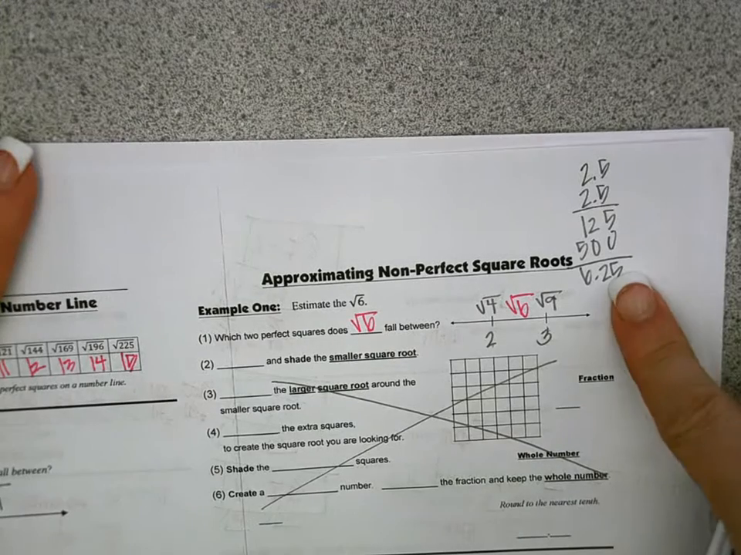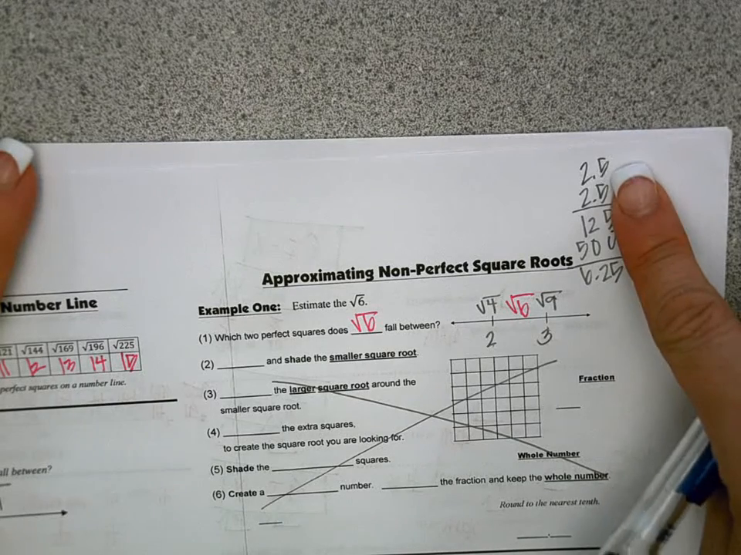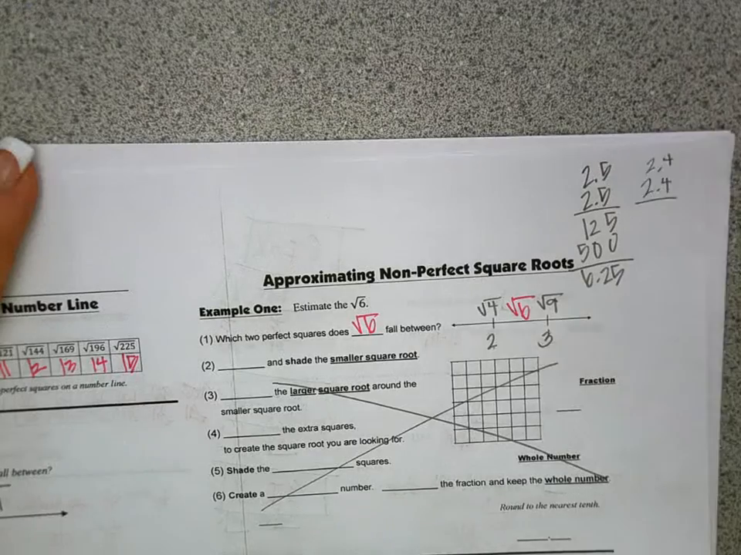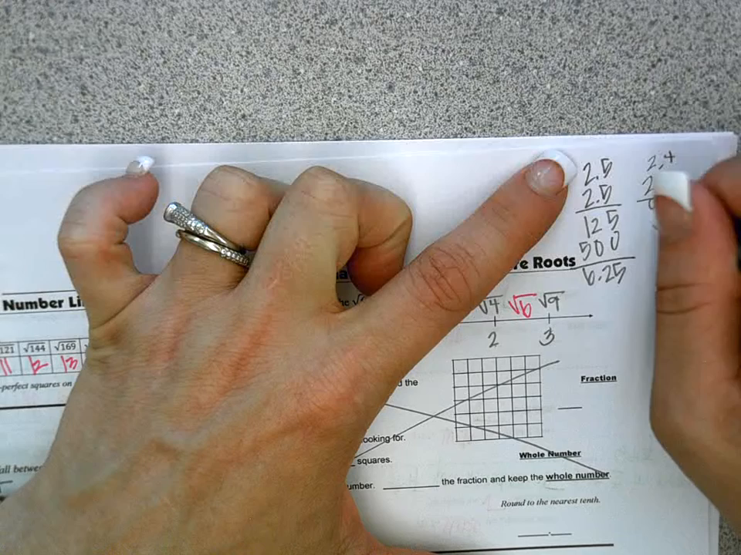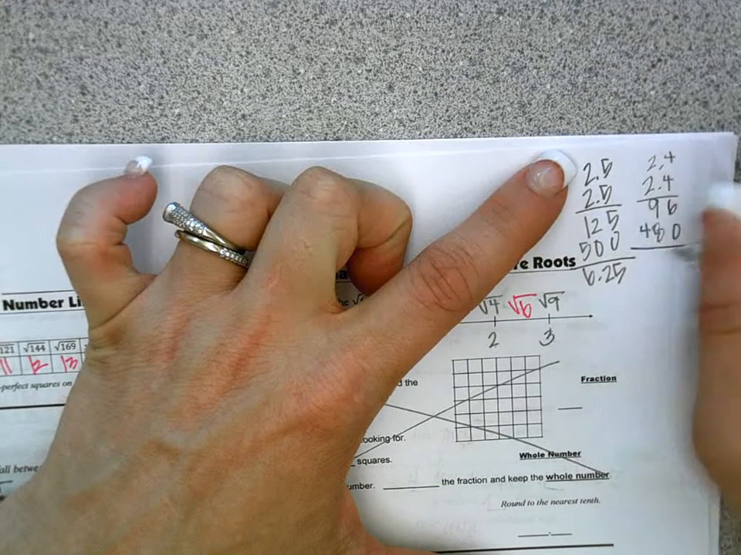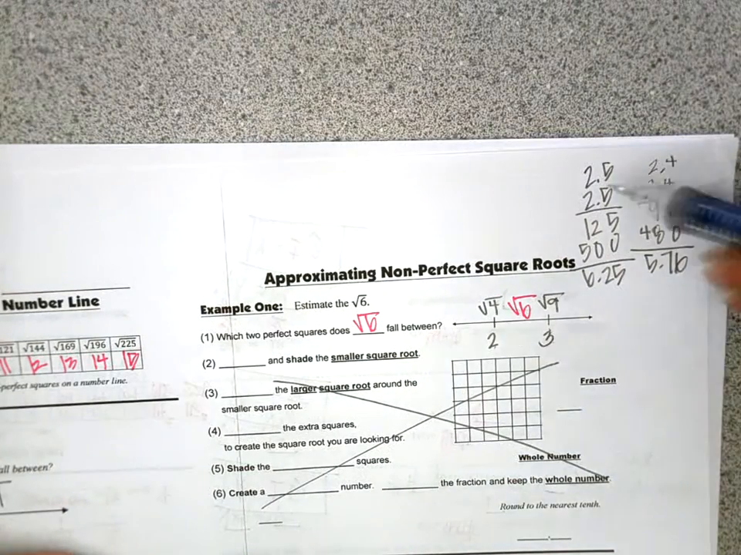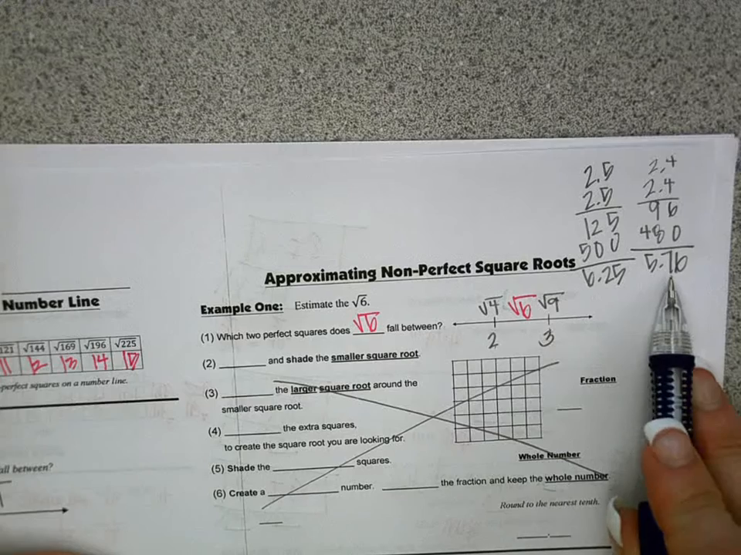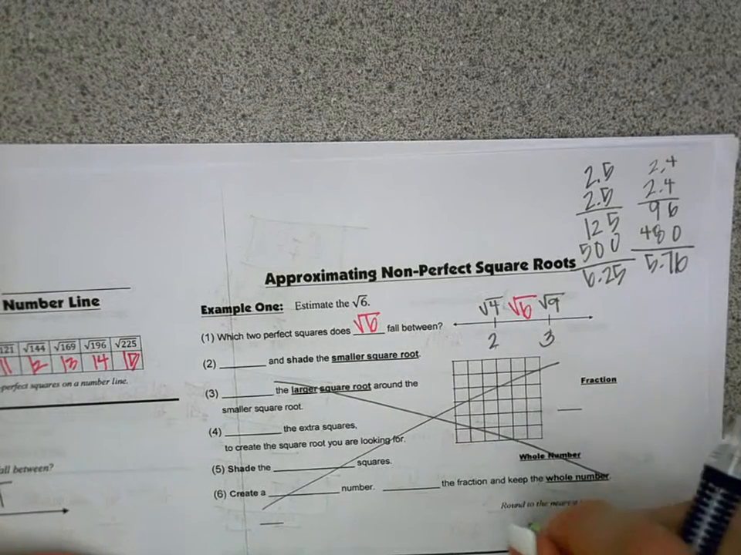Do you think you could get closer than this? Okay, would you have to go up or down? Down. So I wouldn't go down very much, but I would check 2.4. Okay, you can do your own multiplication. So this would be 5.76. Which is it actually closer to, 2.4 or 2.5? This is closer to 2.4.